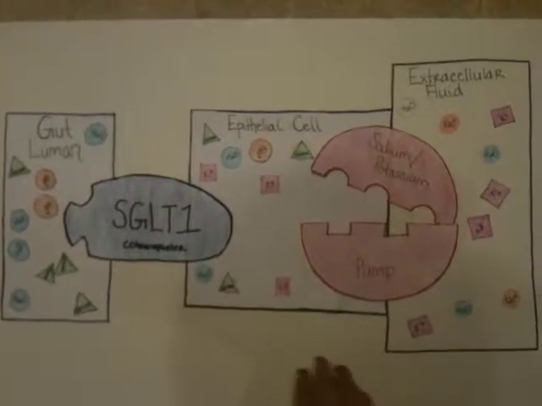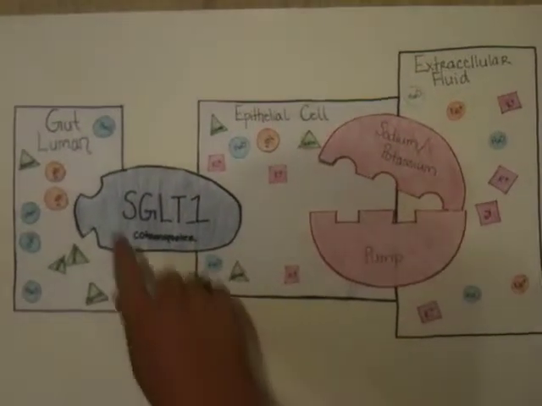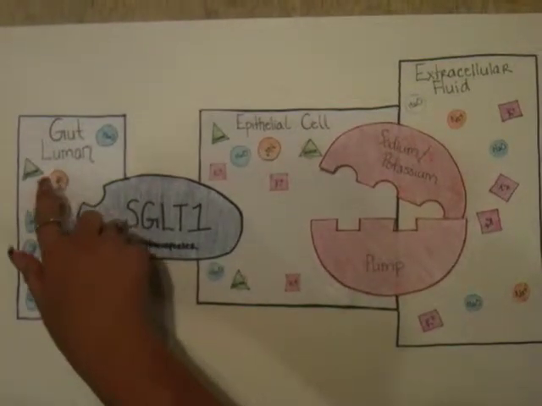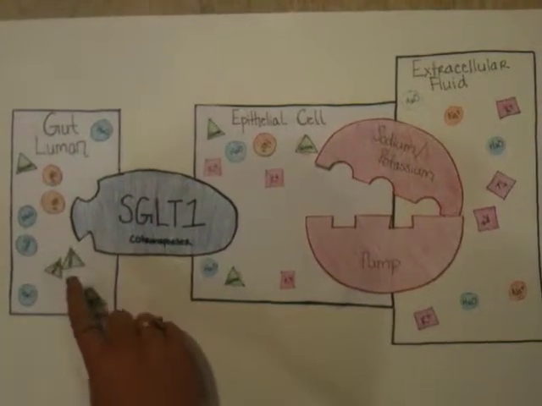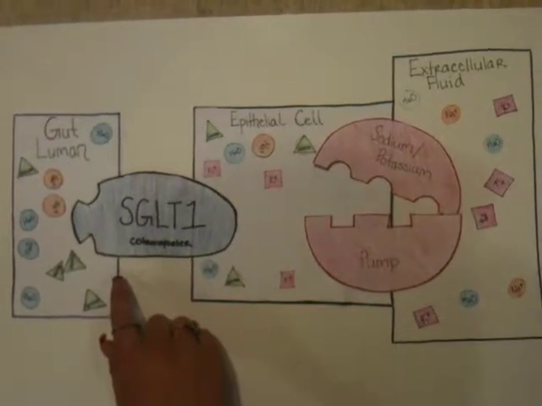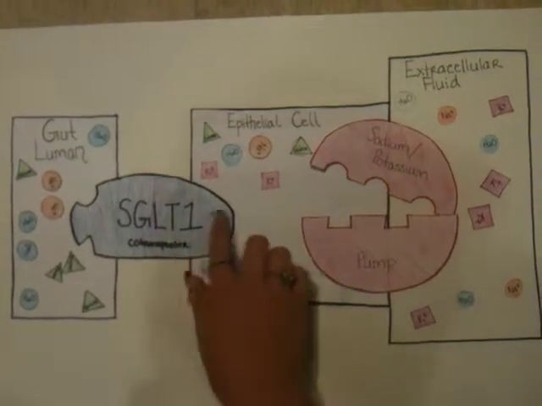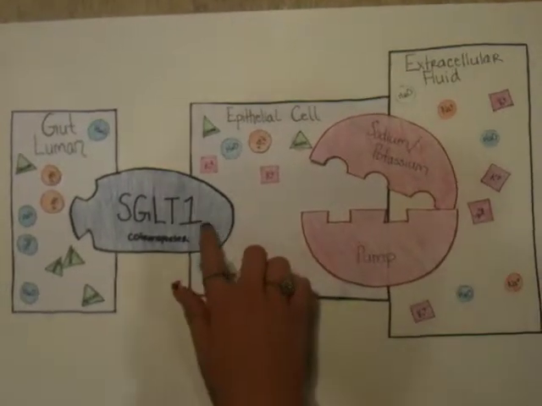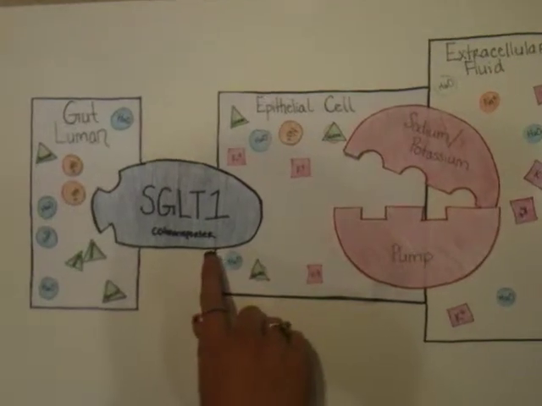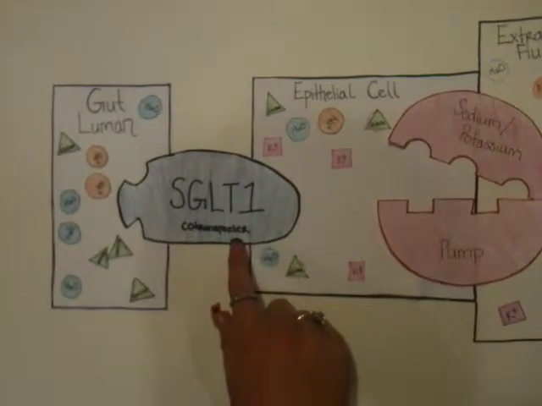This is my demo of the glucose transporter system. On the left, we have the GLUT lumen. It contains sodium, glucose, and water. It is very high in concentrations of sodium. It is connected to the epithelial cell by the SGLT1 cotransporter, which is a carrier protein used in facilitated diffusion.